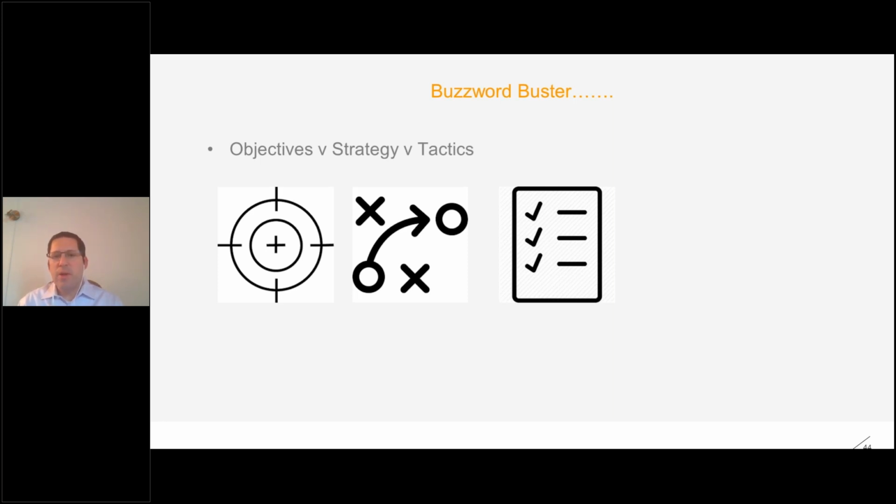So the thing that I really wanted to define and explain to you is the difference between an objective, a strategy, and a tactic. I'm going to start from the objective side of things. As you can see there, the objective is the target. If you imagine that we're shooting a bow and arrow at an archery range, we've got our crosshair, and in the center, that is where we want to get our business to. That is what we want to achieve.